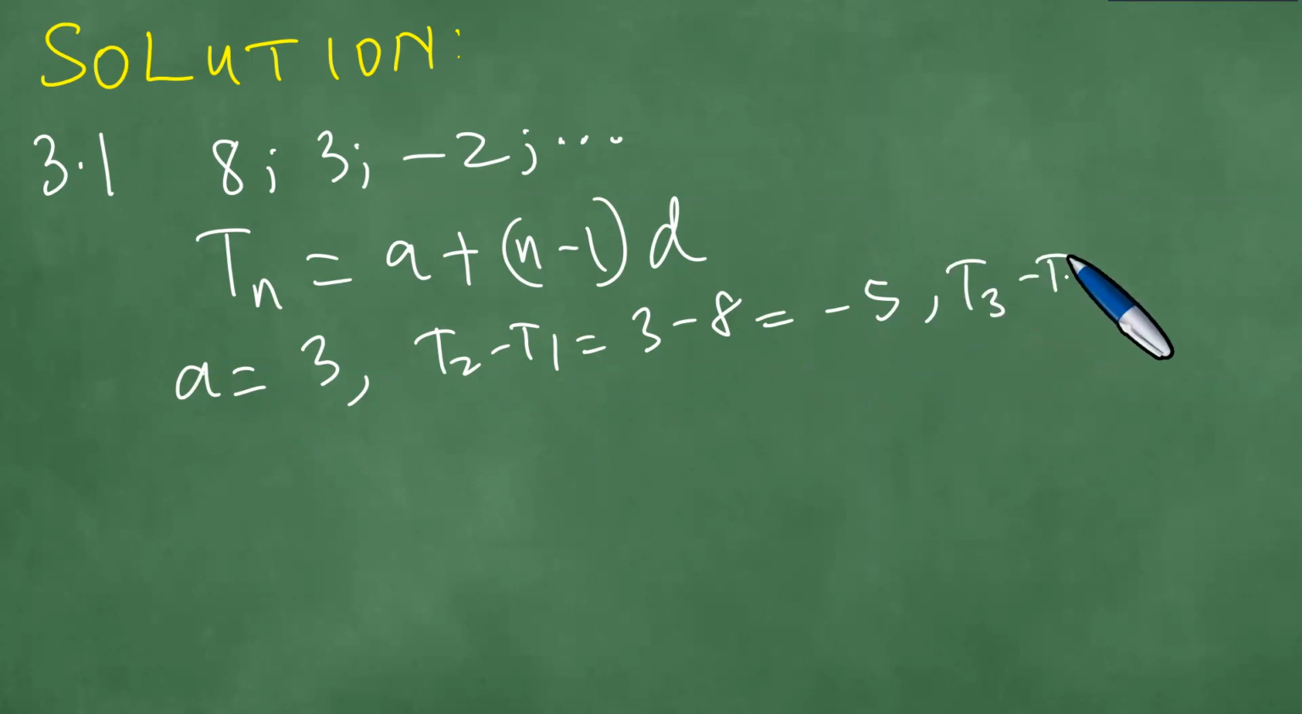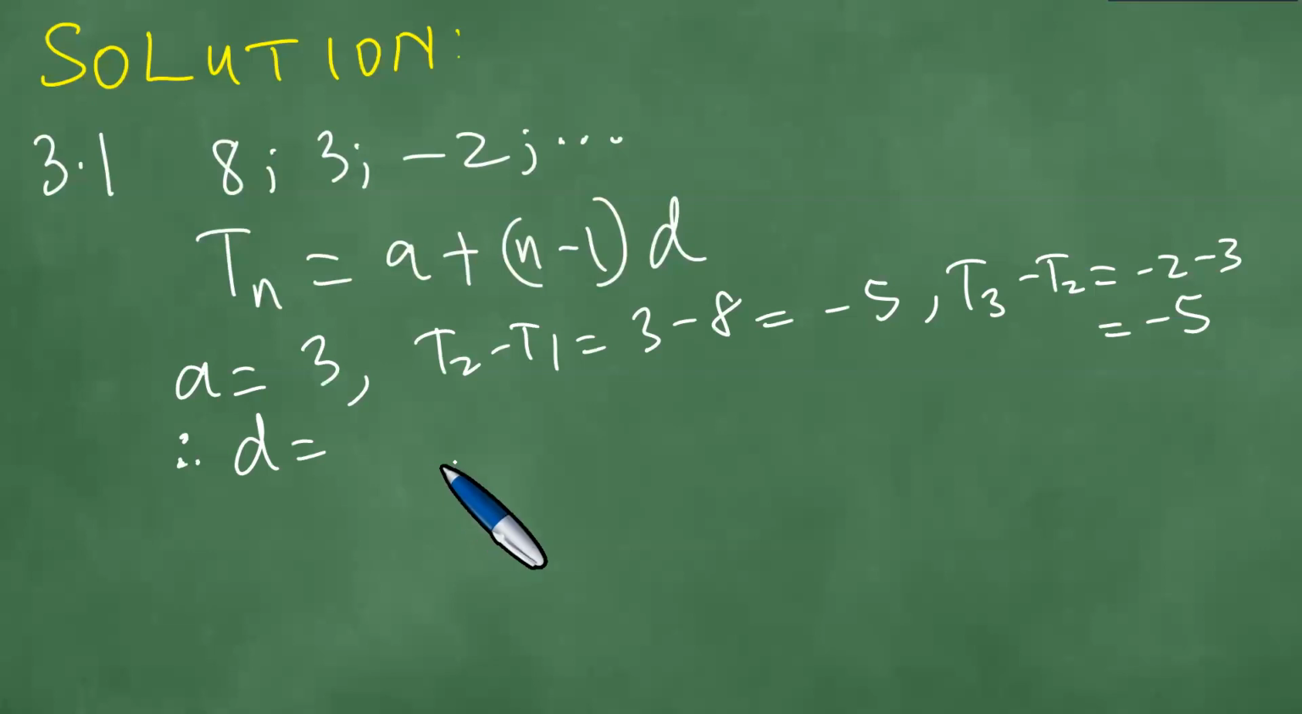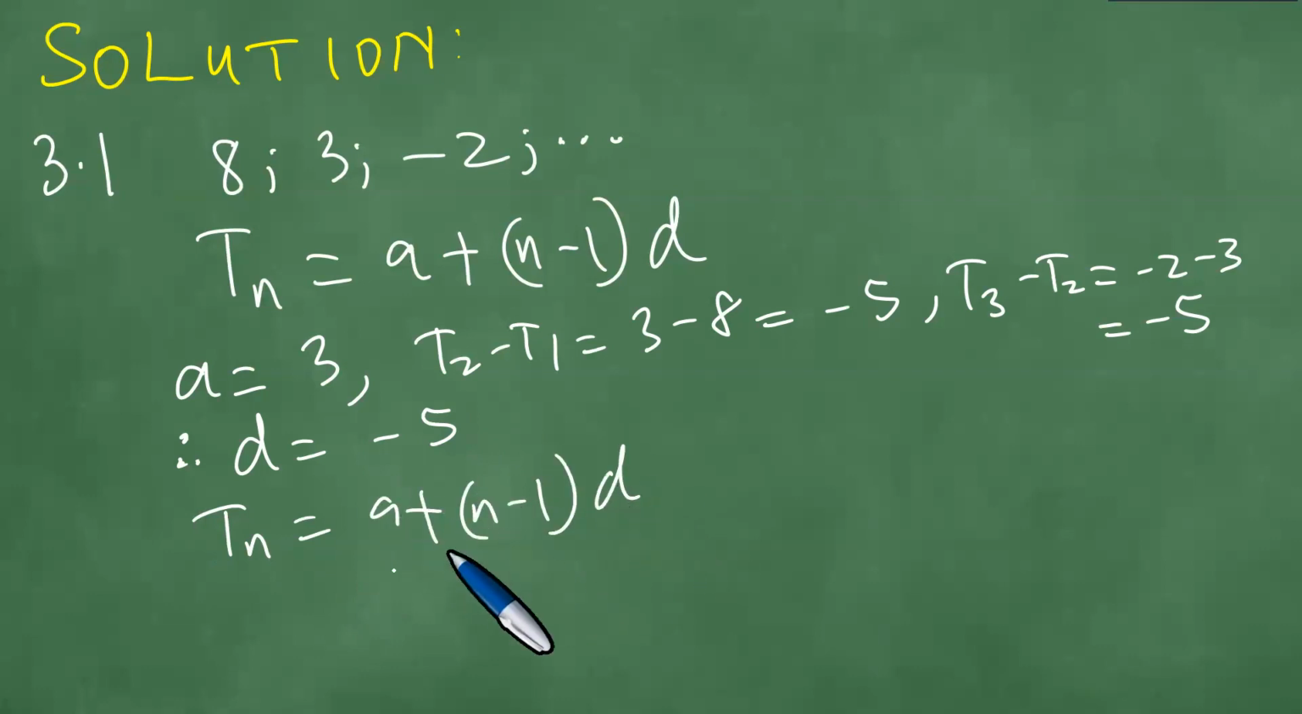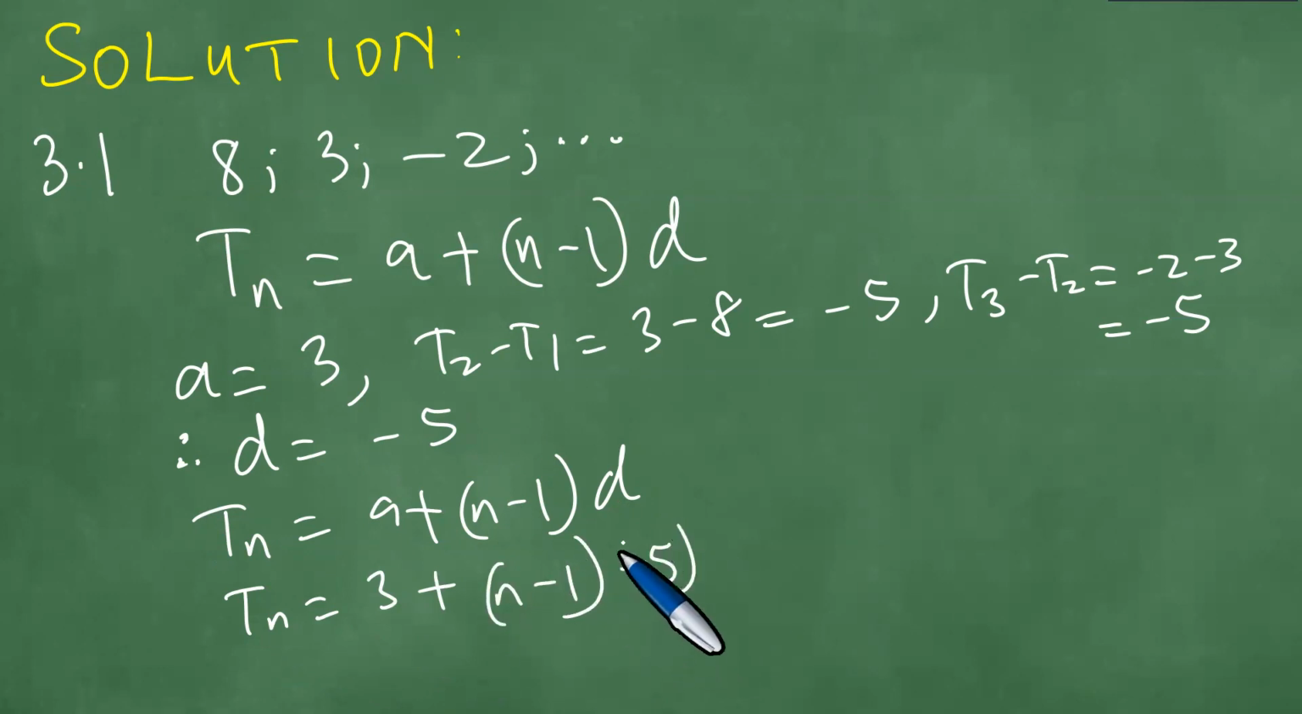So the answer is negative 5. T3 minus T2: minus 2 minus 3 is also minus 5. The conclusion is therefore that the common difference is minus 5, which means Tn equals A plus n minus 1 into D, where A is 8 plus n minus 1 into D.